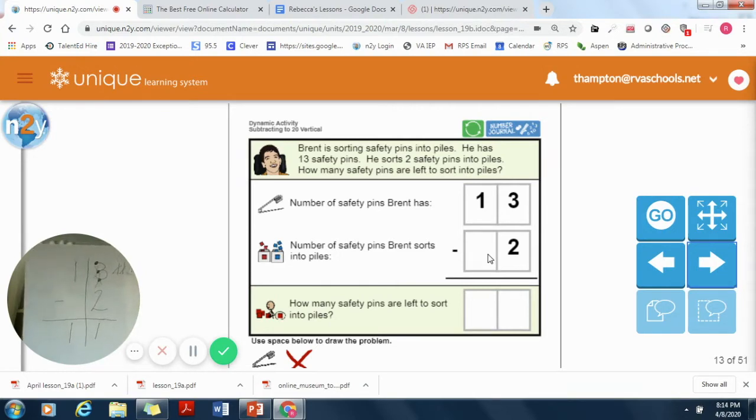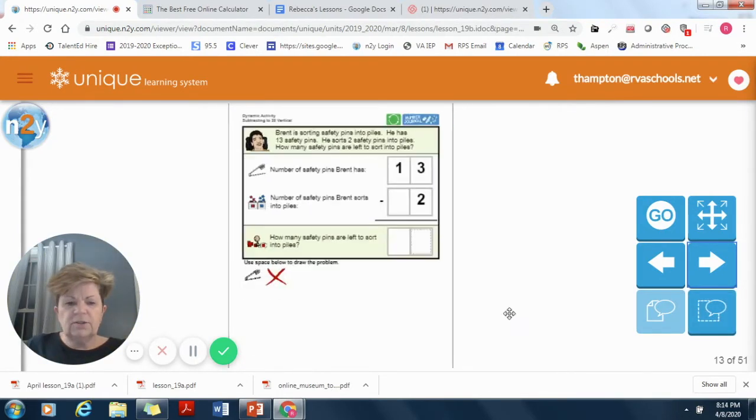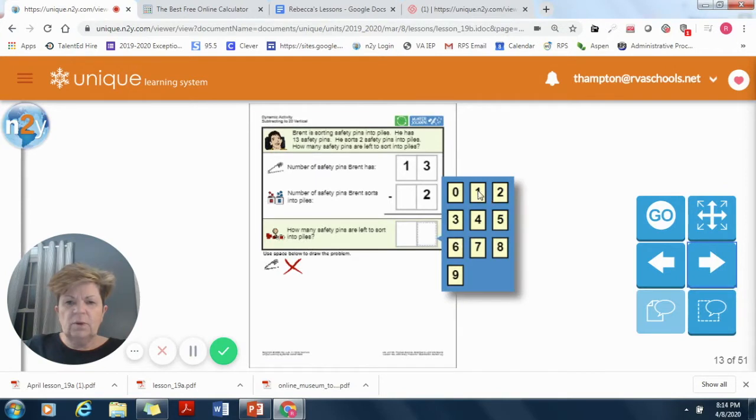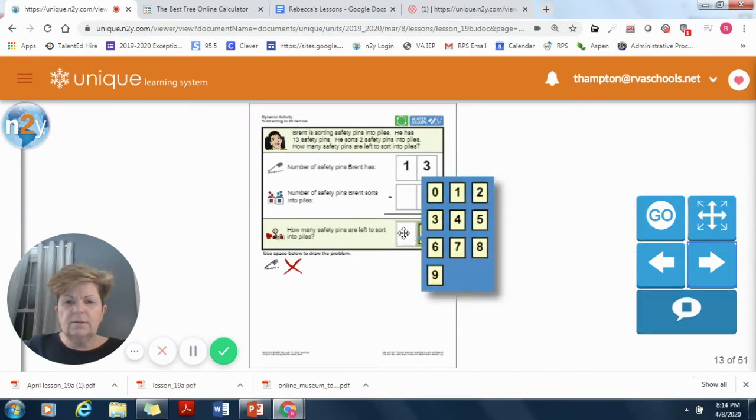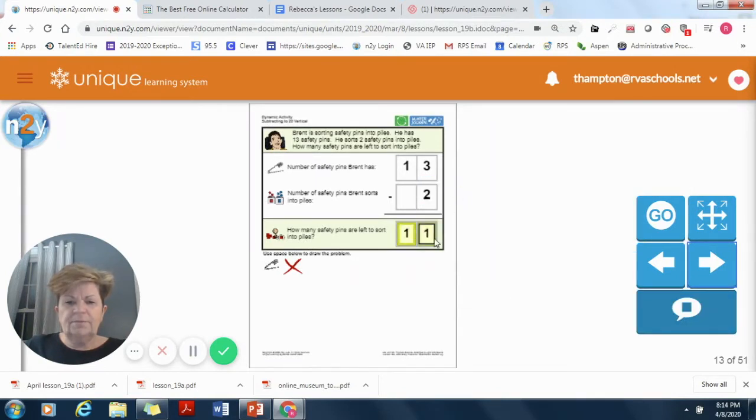See how our chart helps us stay nice and organized? We know where our ones column is, right? We know that our ones column is here, and we know that our tens column is here. So we can put our answer in, 1 and 1, which equals 11. 11 is made up of 1 10 and 1 1.